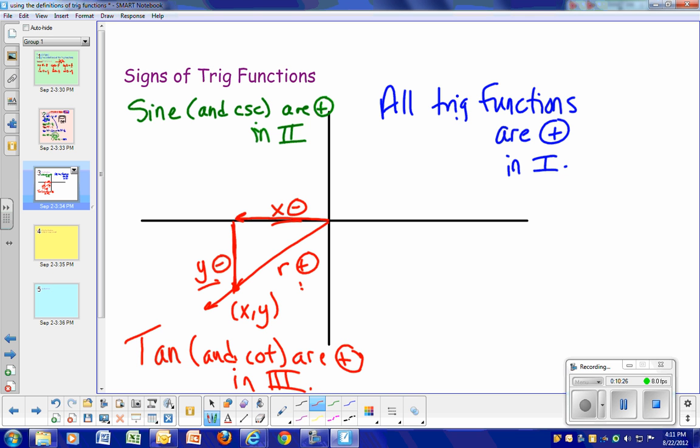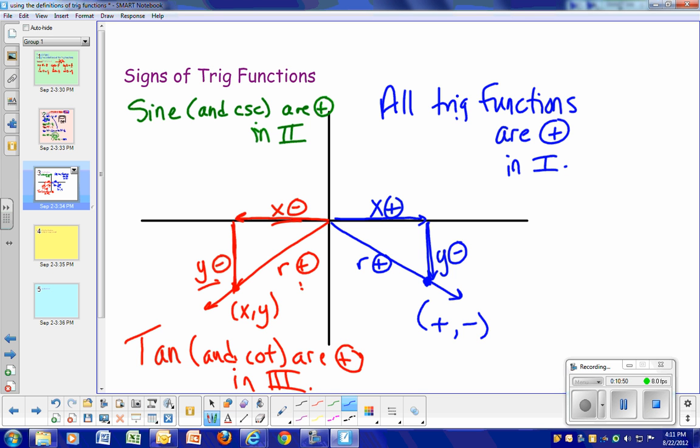Okay, good. Last one. Here we are in quadrant 4. In quadrant 4, I'm going to the right for x, so x would be positive. I'm going down for y, so y is going to be a negative number. No matter what that point is, I'd have a positive and then a negative. And r is going to be a positive amount because it's a distance.